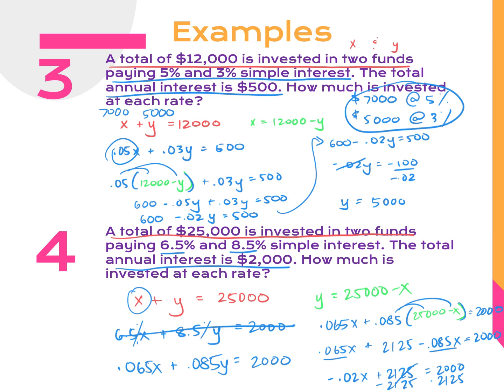And I know that Y is going to be 25,000 minus the 6,250, which is not what I just got. Let me try that one more time. 25,000 minus 6,250. And I get $18,750 at the 8.5% interest. That was my X, and this is my Y. Okay, and so again, you just solved that problem.